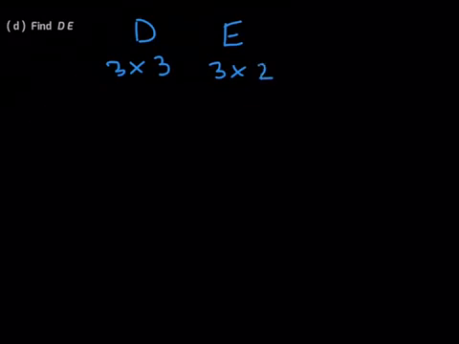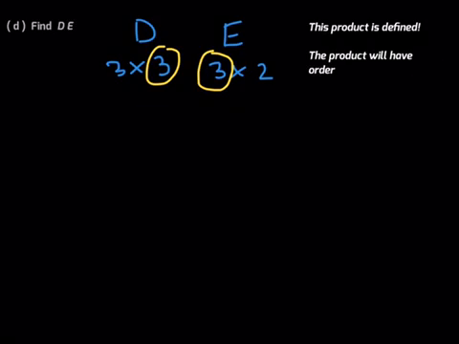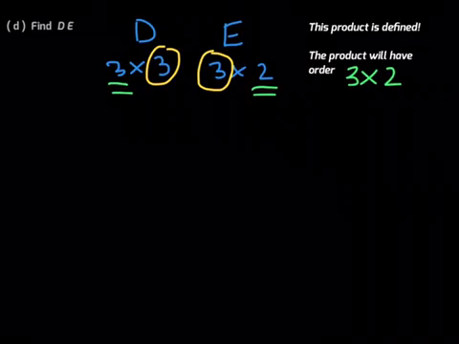All right, so are we able to find this product? Yes, because the number of columns in D is equal to the number of rows in E. Very good. So we know this product is defined. We're able to find it, and the order of the product will be 3 by 2. That means when we're done, we expect to have a matrix that has 3 rows and 2 columns. All right, let's go find this product. Woo, I'm excited. Aren't you excited? Let's do it.